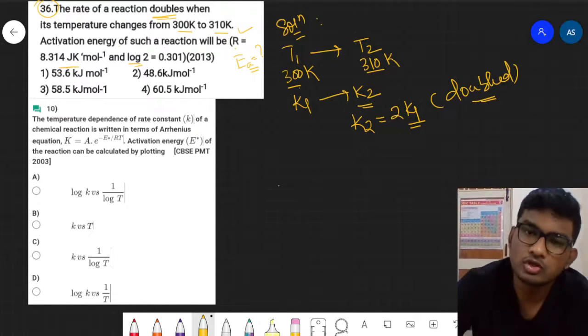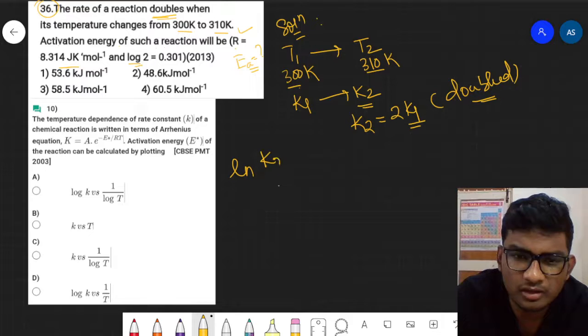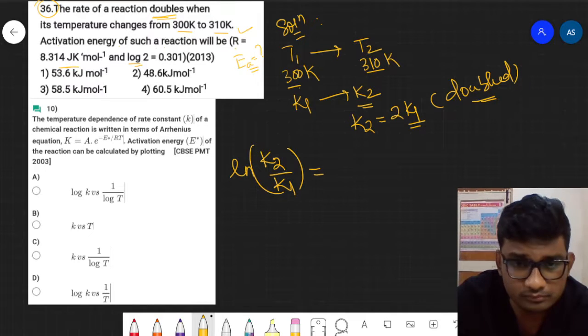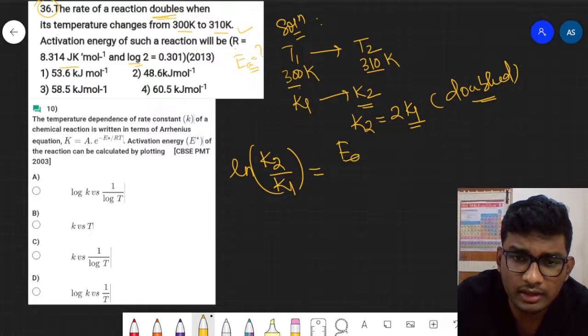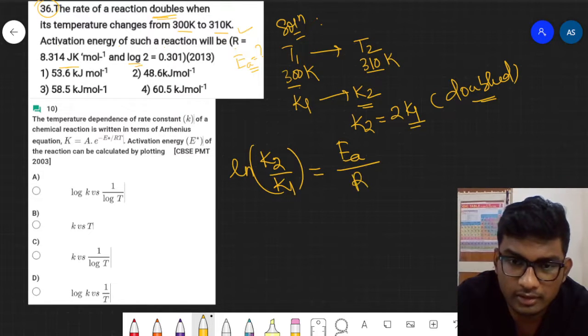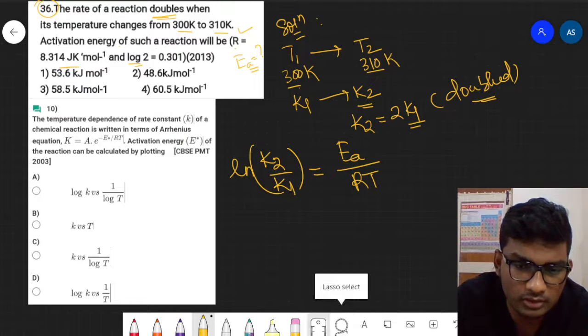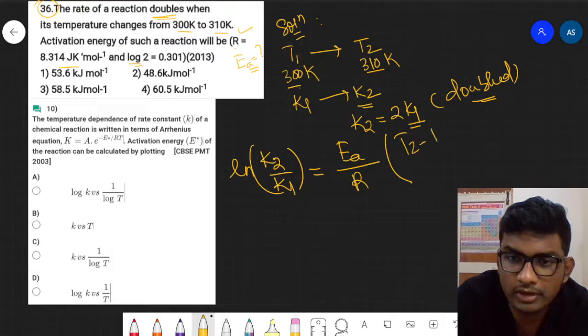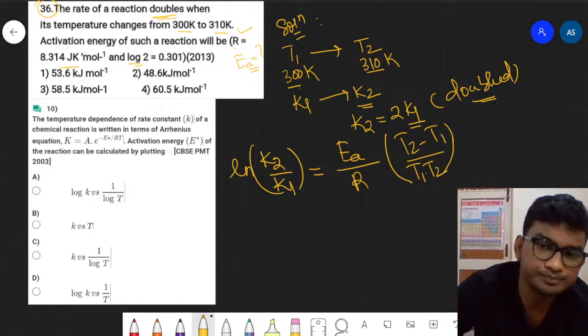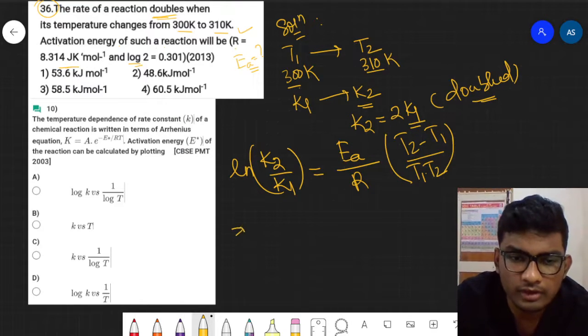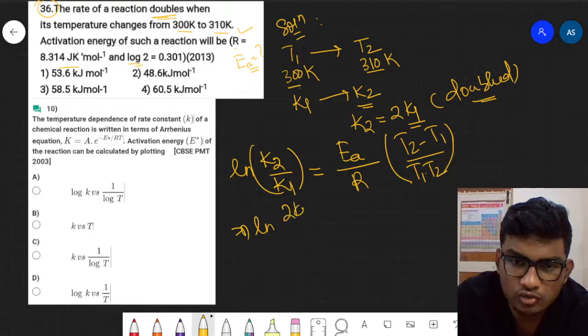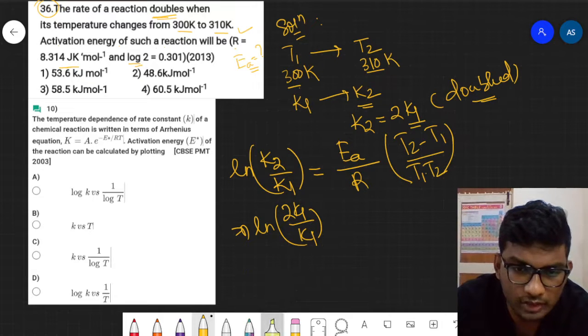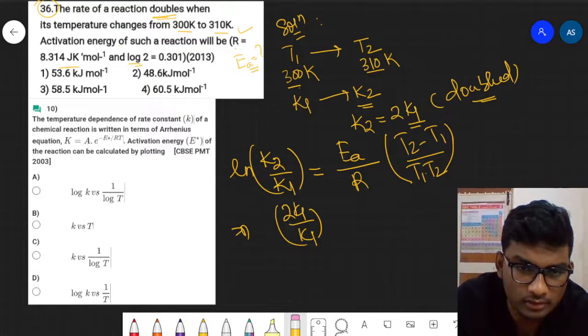Because it doubled, just directly put the equation. ln(K2/K1) = Ea/R times (T2 minus T1) by T1 T2. So just put the formula, put the values now. So ln K2 upon K1 means 2K1 upon K1, and you all know that if I am going to do it as a logarithm, what will happen?